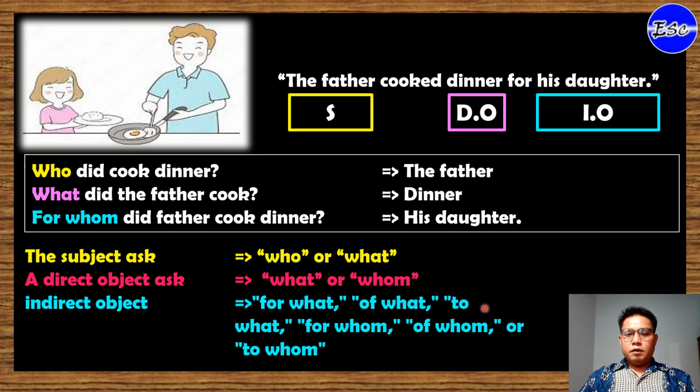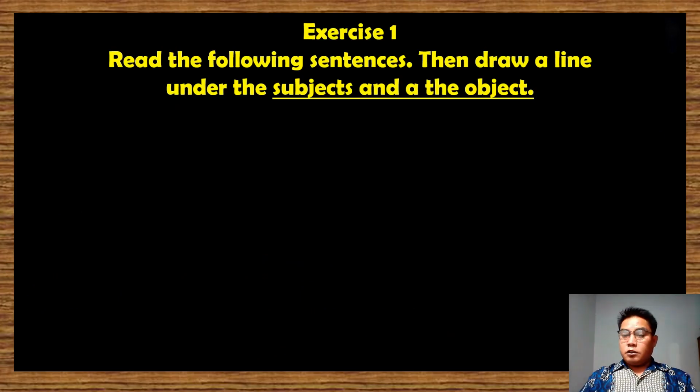Okay, I do believe that you now clearly understand our discussion. And perhaps this exercise will make it better. Exercise 1. Read the following sentences, then draw a line under the subjects and the object.